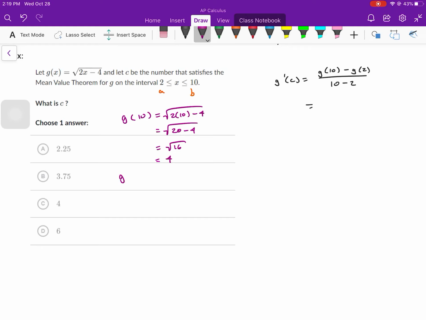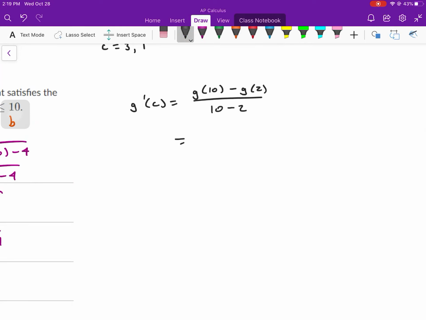So that's 4. And then g of 2, you could see is 0. Kind of works out nicely. So 4 minus 0 over 10 minus 2. It's 4 over 8, which is 1/2.